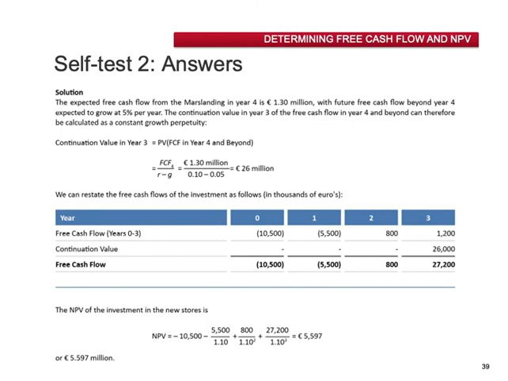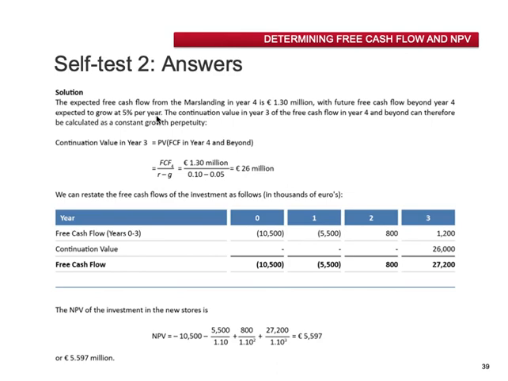In this slide, I have included the answers to the two questions, the terminal value in year 3 and the NPV at T0. Let's first start with the terminal value. The expected free cash flow from Mars Landing in year 4 is 1.3 million. It also means that the future cash flows beyond year 4, so in year 4 and onwards, are expected to grow at 5% per year.